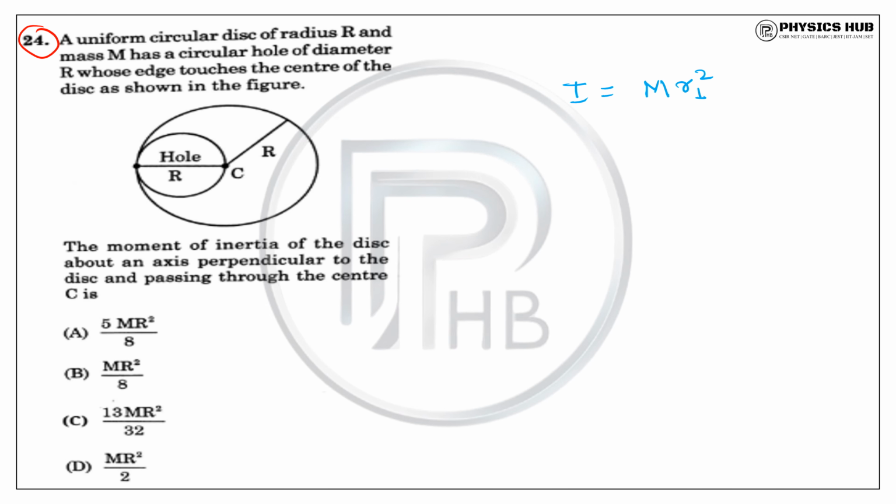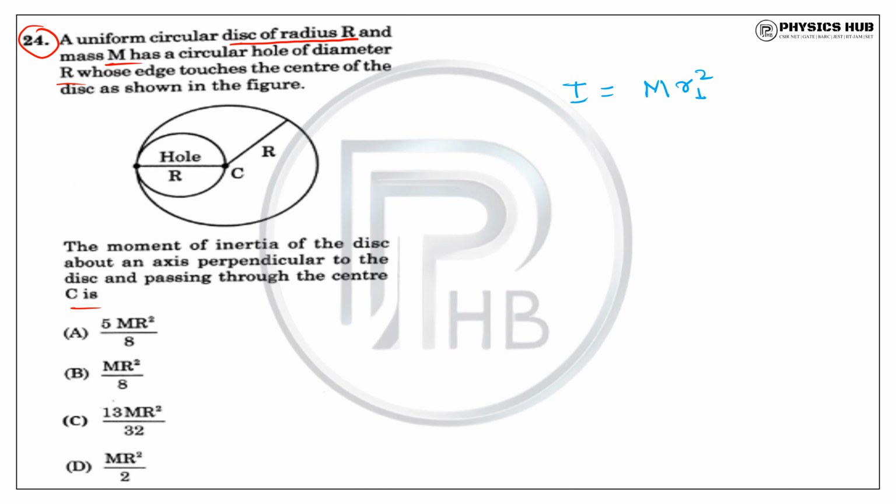Next, a uniform circular disc of radius r and mass m has a circular hole of diameter r whose edge touches the center of the disc as shown in the figure. The moment of inertia of the disc about an axis perpendicular to the disc and passing through the center C is?